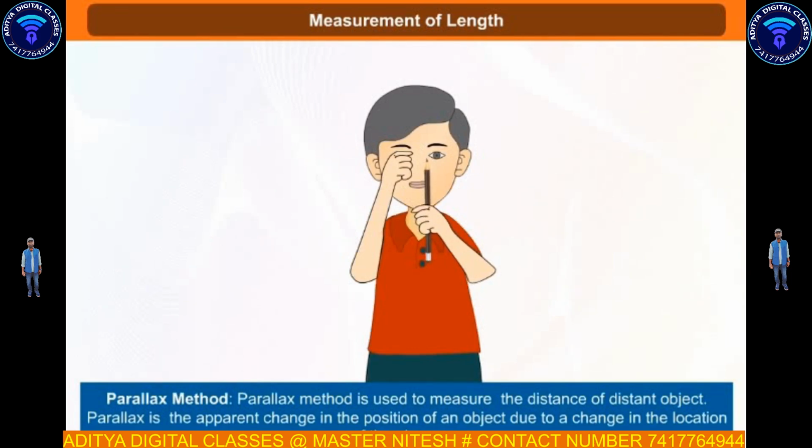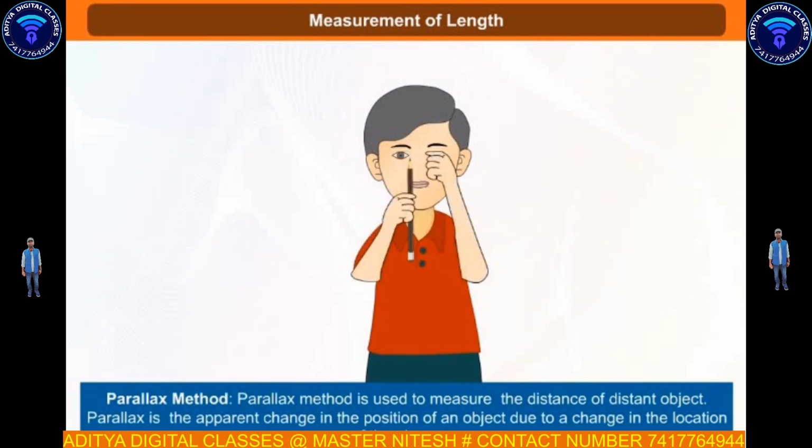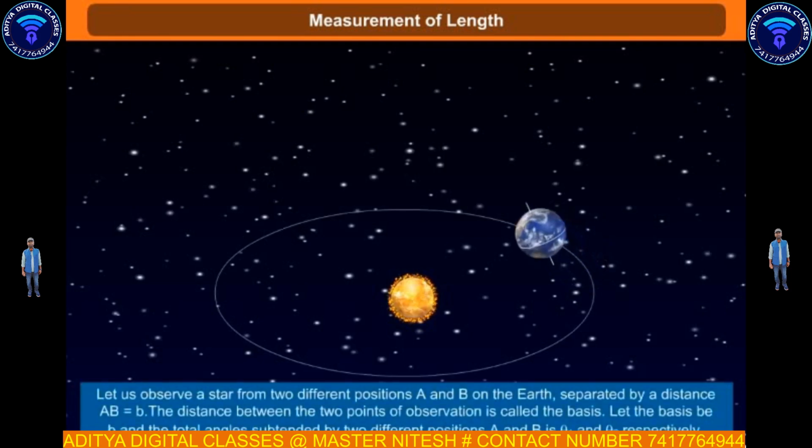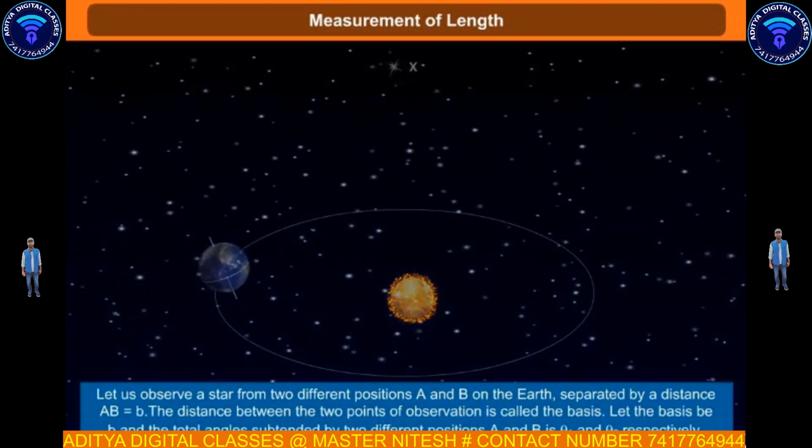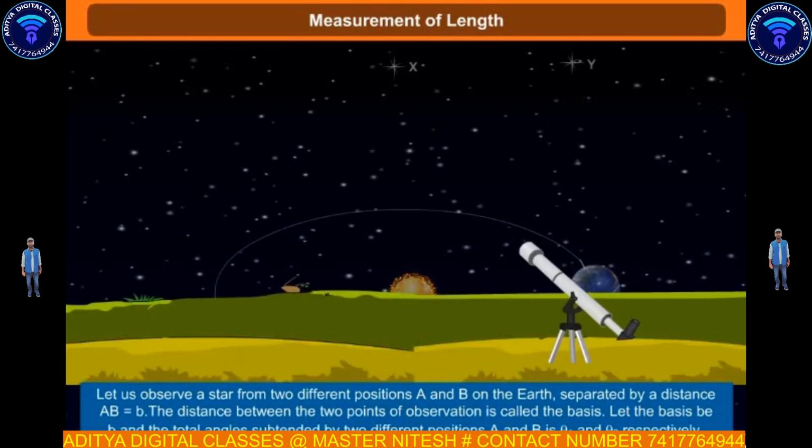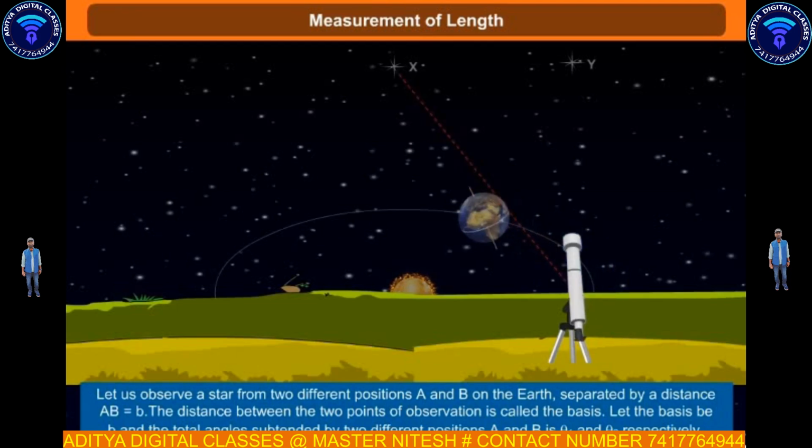Parallax is the apparent change in the position of an object due to a change in the location of the observer. Let us observe a star from 2 different positions A and B on the Earth, separated by a distance AB equal to b. The distance between the 2 points of observation is called the basis. Let the basis be b and the angles subtended by the 2 different positions A and B be θ1 and θ2 respectively. Here angles are in radians.